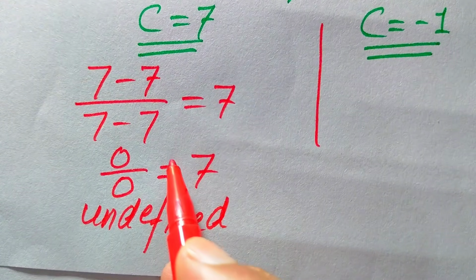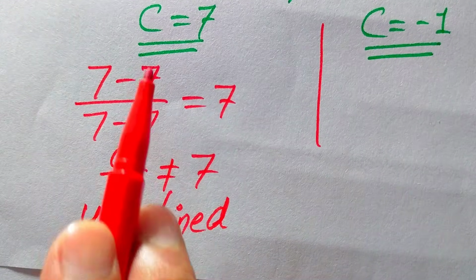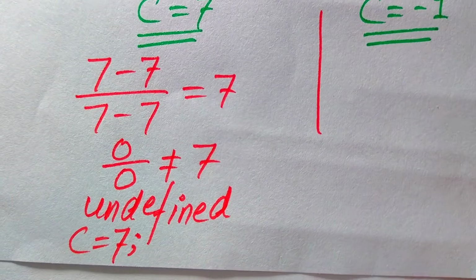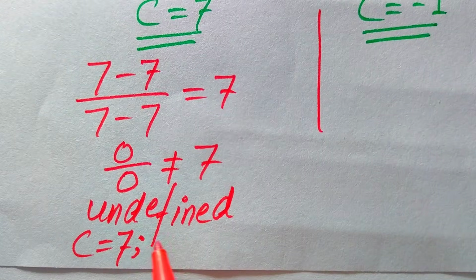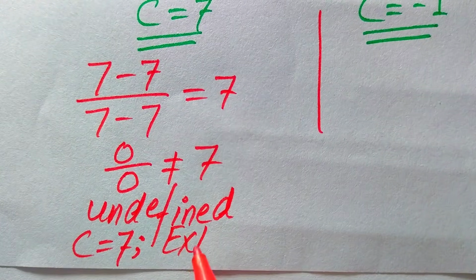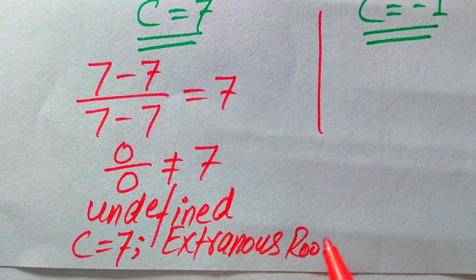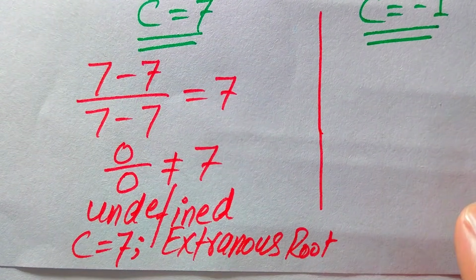So if the left hand side is undefined, this means that both of the sides are not equal, and if both of the sides are not equal, this concludes that the value c = 7 does not satisfy our given question statement. So we finally conclude that c = 7 is the extraneous root of the given equation. This is the extraneous root because it does not satisfy our given question statement.